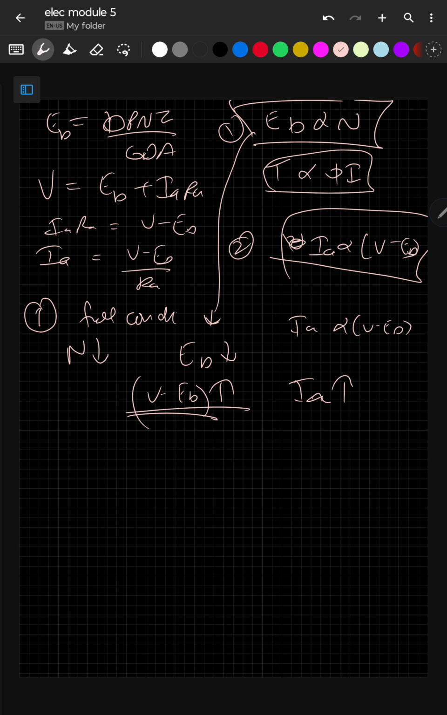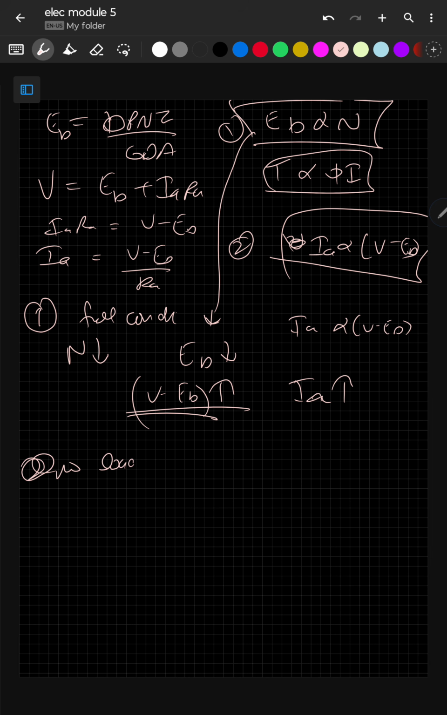So what can we say? More torque is also required. More torque is used to satisfy the load condition. We can say here, because T is exactly proportional to phi IA. That's why I told you. Otherwise, you can just say more current is drawn to satisfy the load condition.